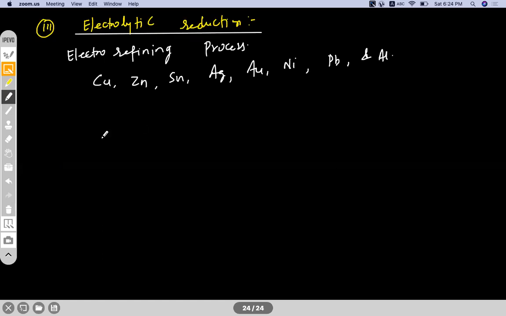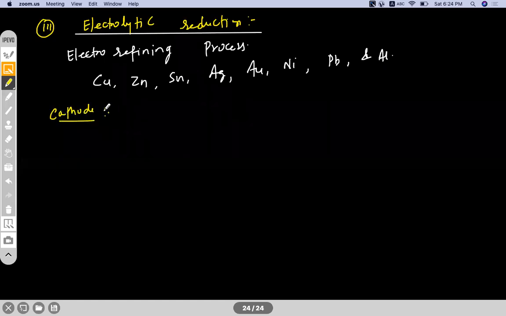Okay, so this one you have to memorize, the one that I'm giving you now. Obviously we have an electrolytic process. You should know what is cathode and what is anode here. Cathode here is made up of pure metal, the metal which is there to refine, the metal which we need to extract. For the same metal, we have the cathode electrode.